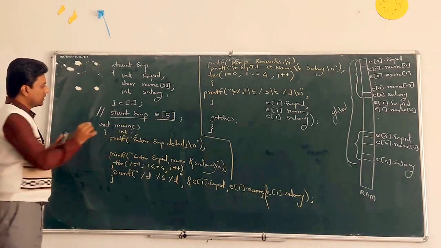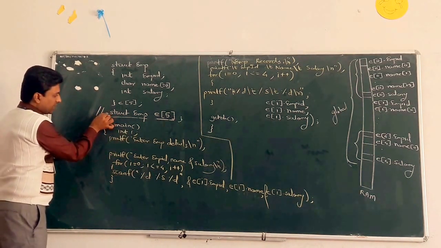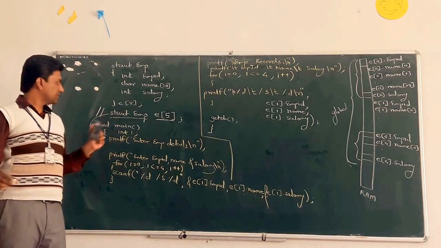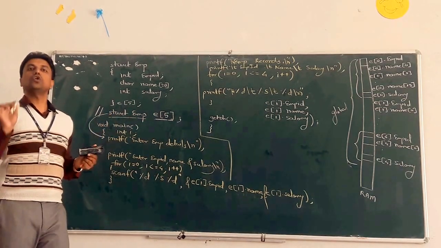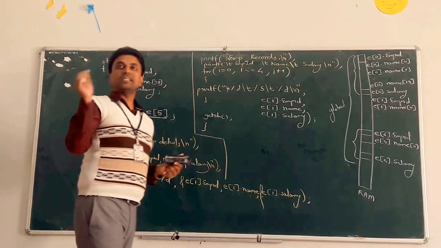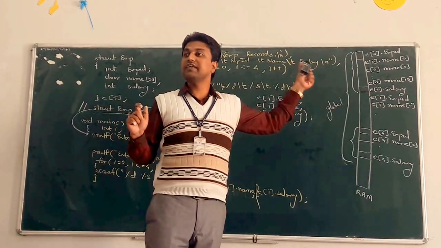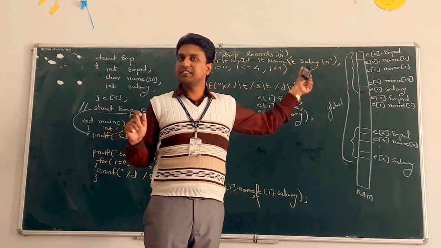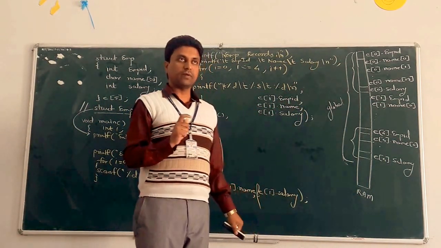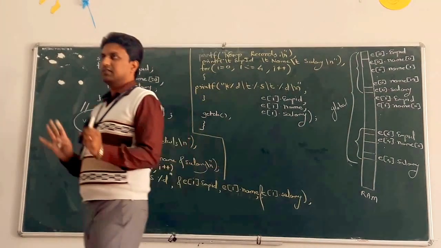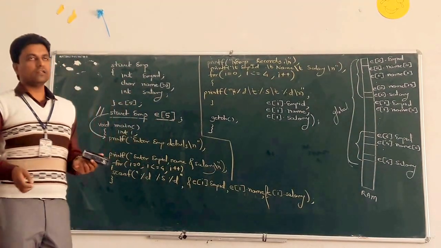Clear? Or a similar statement, we can write in the main also. The only difference is then it becomes a local variable, and that's why its storage type is different. That memory is allocated on stack. At that time, memory is allocated on the stack memory partition of the RAM. Okay, so these are some differences. Clear?